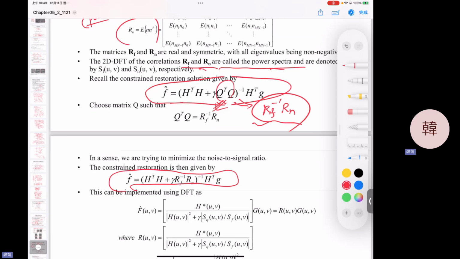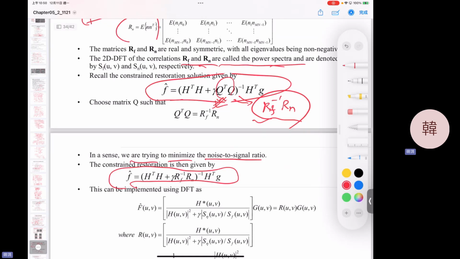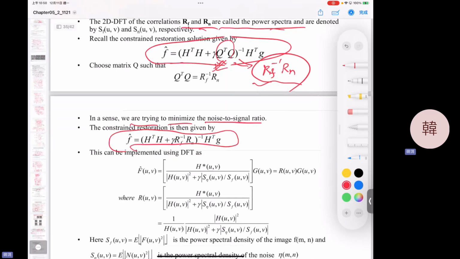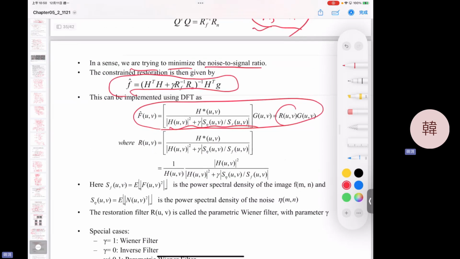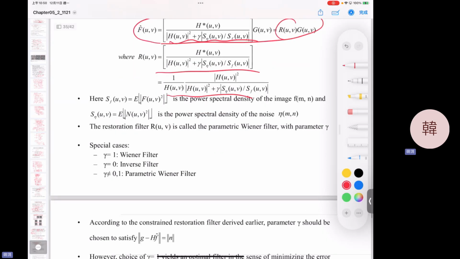We will try to minimize the noise to signal ratio. Originally it was signal to noise, now it's noise to signal because it's upside down, so it can be written again like this. Previously we had this exactly the same, the R_uv is exactly the same. Just do some simplification, never mind, you just take a quick look. It's exactly the same format, just Q transpose times Q changed to the noise to signal ratio, inverse.